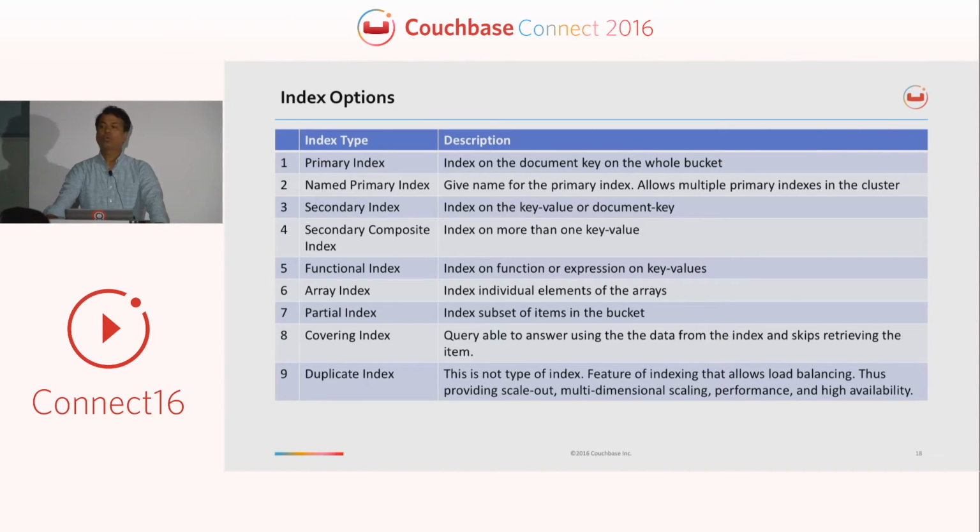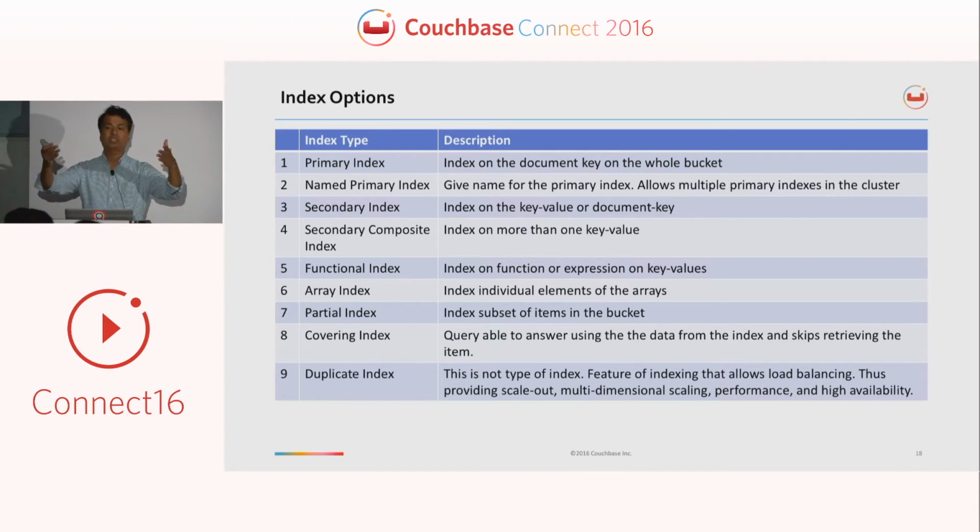Named primary index. If you do use primary index, you won't have high availability for your primary index. So you can have multiple primary indices and name them differently, so you get high availability as well as scalability.